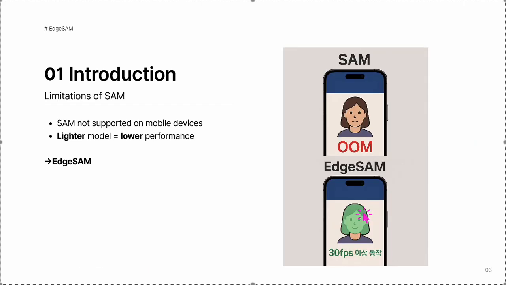But SAM has some limitations. It requires large computation resources and high memory usage, which means it's unsuitable to run on smartphones. We can make the model smaller and faster to run on smartphones, but it results in huge performance drop. So we introduce EdgeSAM, a new model optimized for mobile devices.